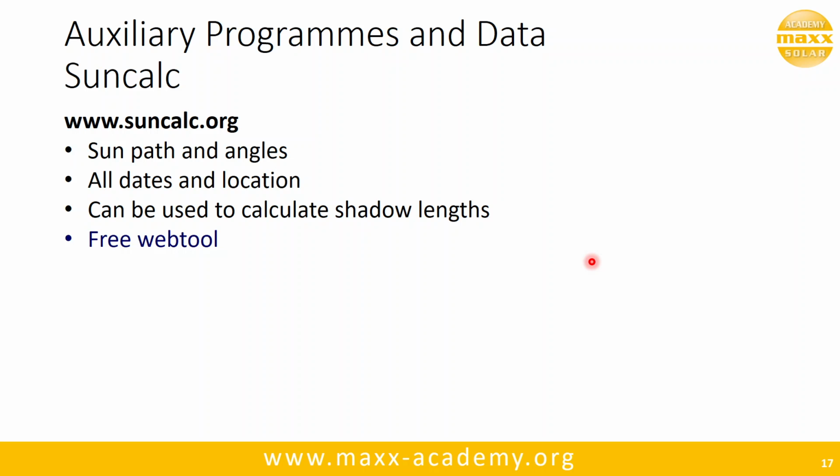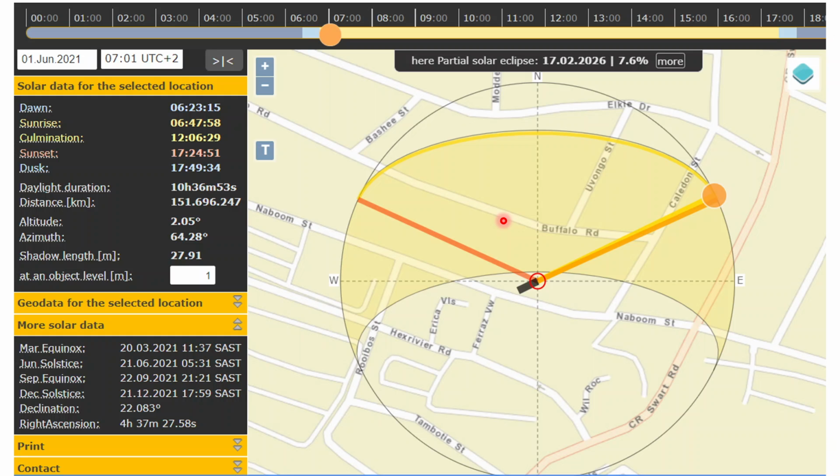Great, so the next tool we look at is called SunCalc. You can access it also online at www.suncalc.org. So it's used to calculate sun paths and angles, any date and location on Earth, and you can also use it to calculate shadow lengths. So it's a very handy, quick tool to use, and its interface looks like this.